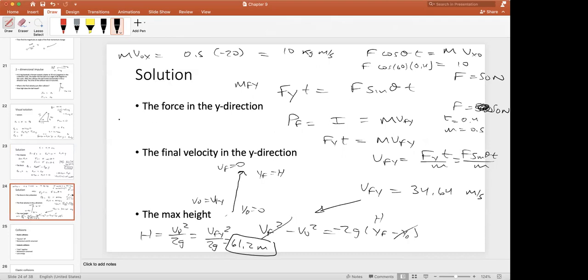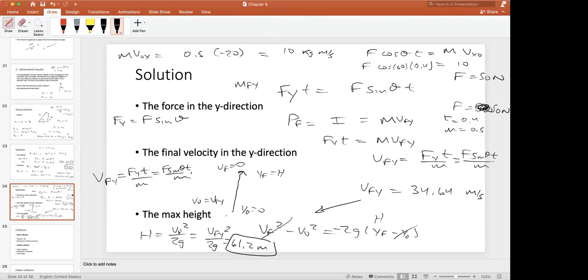So the force in the y was F sine theta, where F was 50 times sine of 60. All that good stuff. The final velocity in the y, V final y, is F of y times t over m, where this was F sine theta times t over m. And once you have that, that becomes the V initial for a constant acceleration equation. Okay?